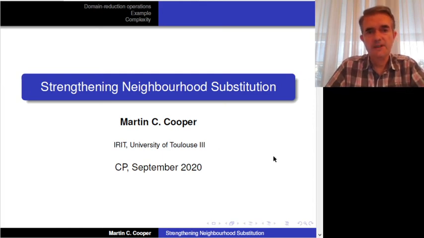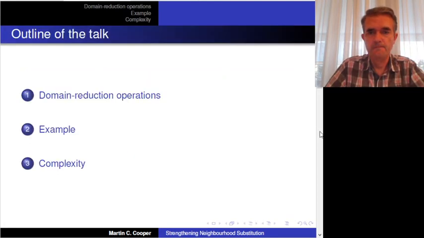This paper is about strengthening neighbourhood substitution in binary CSPs. First of all, I'll introduce different domain reduction operations. In this brief outline, I'll give an example and then talk about complexity.